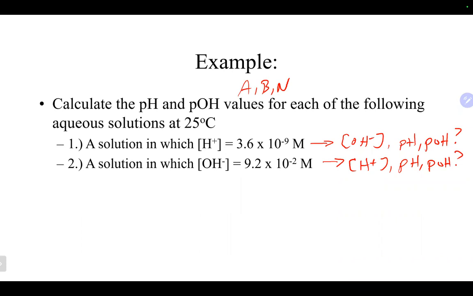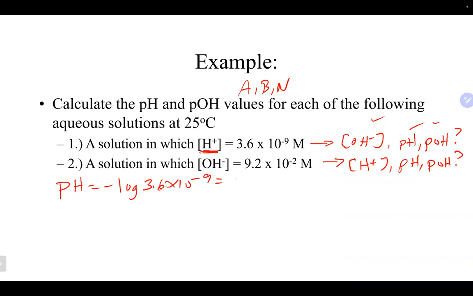Why don't we take a look at the first one here? Since I have the H plus concentration, and I'm looking to solve for all these things, I could do two things right off the bat. I could use Kw like we did before to get the OH minus. I could get the pH. So I'm going to do that first. I'm going to get the pH of that first one by taking minus the log of 3.6 times 10 to the minus 9.